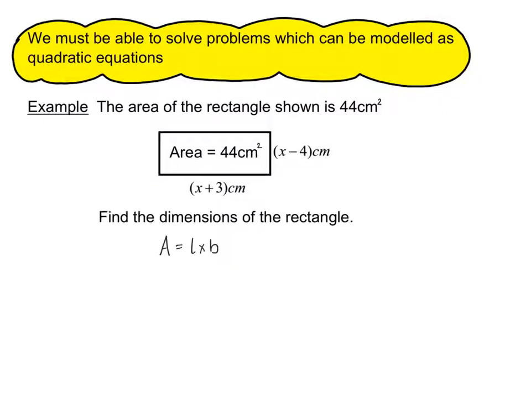So the area here is 44 square centimetres and the length is x plus 3. And the breadth that we're multiplying by is x minus 4. Remember, we don't need the multiplication symbol multiplying two brackets. What I can then do is start to multiply out these two brackets. So we end up with here x squared minus 4x plus 3x minus 12. And that's still equal to 44.